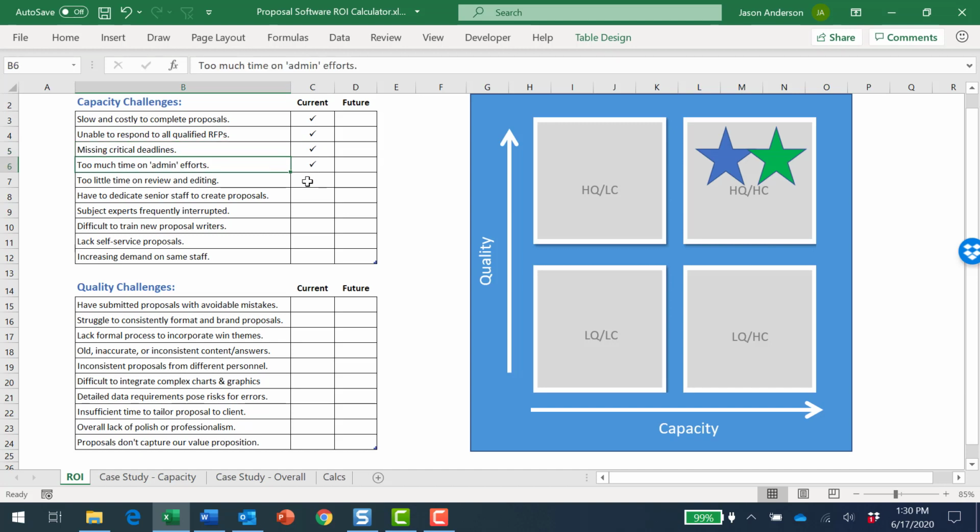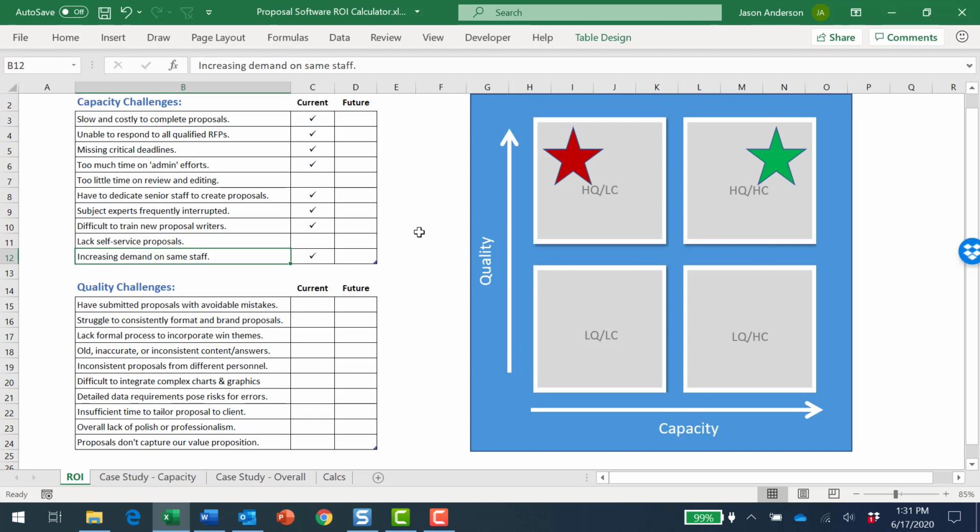That's for sure. And maybe we think we're doing a good job on editing, but we do have a lot of senior people along the way that we've got to focus on being involved in that process. Lots of interruptions to our subject experts. Obviously, onboarding is a real concern because everything's so manual right now. Maybe we don't have to worry about self-service proposals, or maybe the increasing demand, obviously, as our business grows.